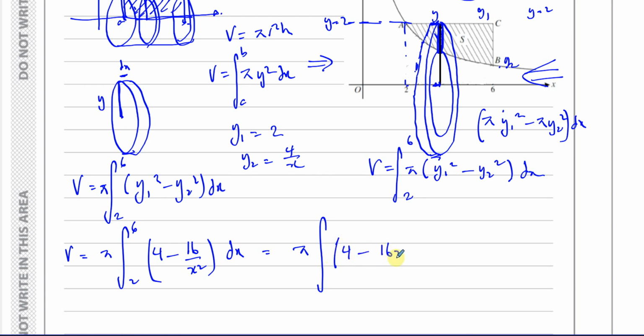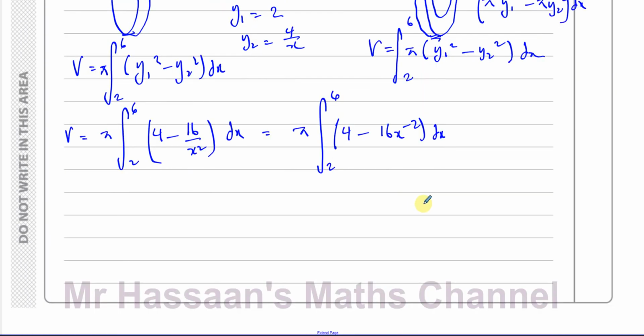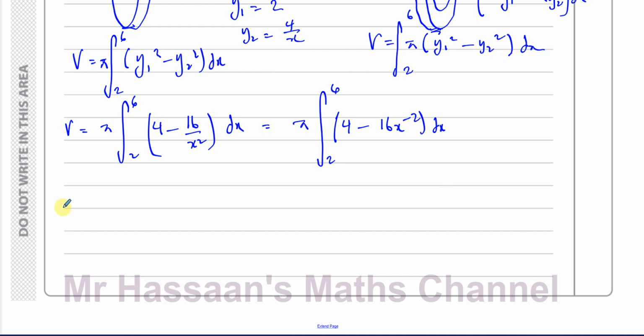14 minus 16x to the power of minus 2 with respect to x between 6 and 2. So now that is ready to be integrated. When we integrate this, we get pi. We don't need to write the integral sign once we started integrating. Okay, so we can just say square bracket.